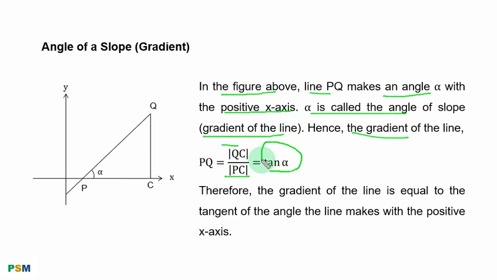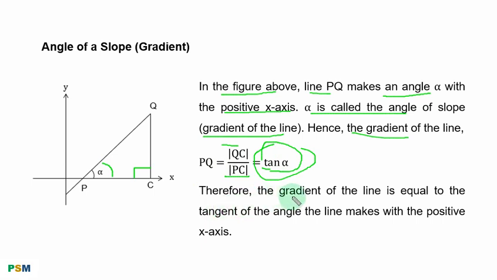This is why it is equal to tan alpha. This triangle is a right-angled triangle, so PQ is the longest side, the hypotenuse. QC, the side facing the acute angle, is the opposite, then PC is the adjacent. In basic trigonometric ratios, the ratio opposite to adjacent is defined by tangent.